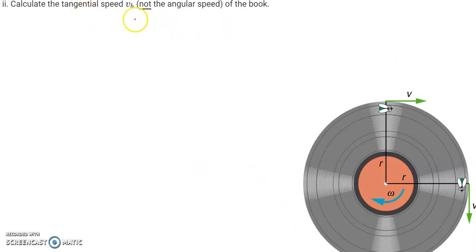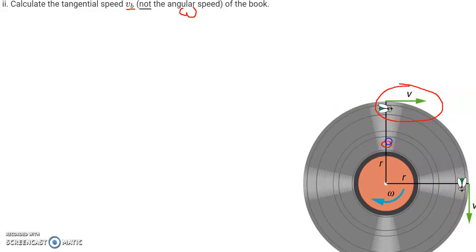Calculate the tangential speed of the book, VB, not the angular speed of the book. Okay, so what's the difference? Tangential speed is how fast this fly is moving, and it's represented by this vector arrow v here. So, how fast that fly is moving.